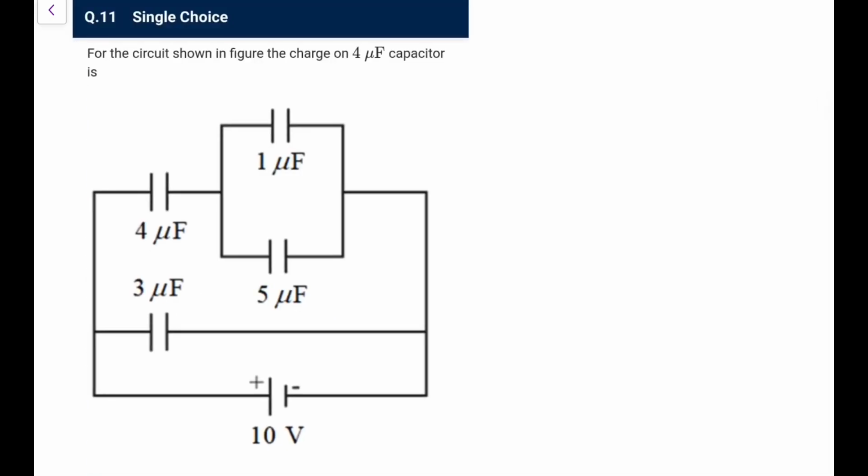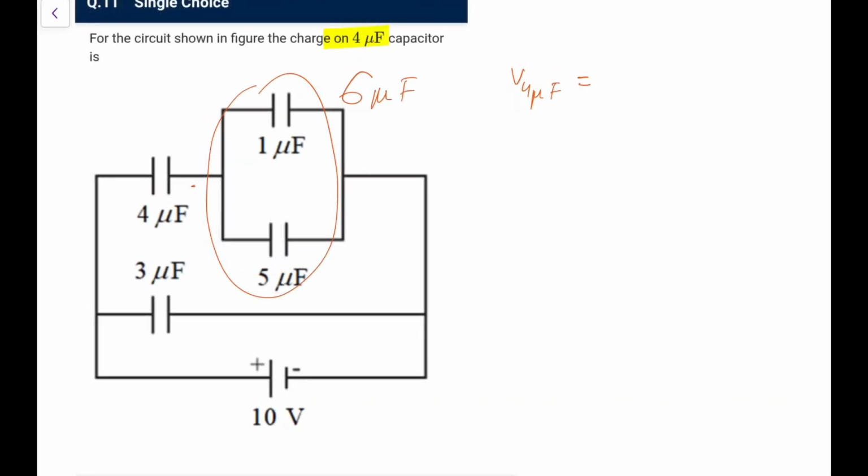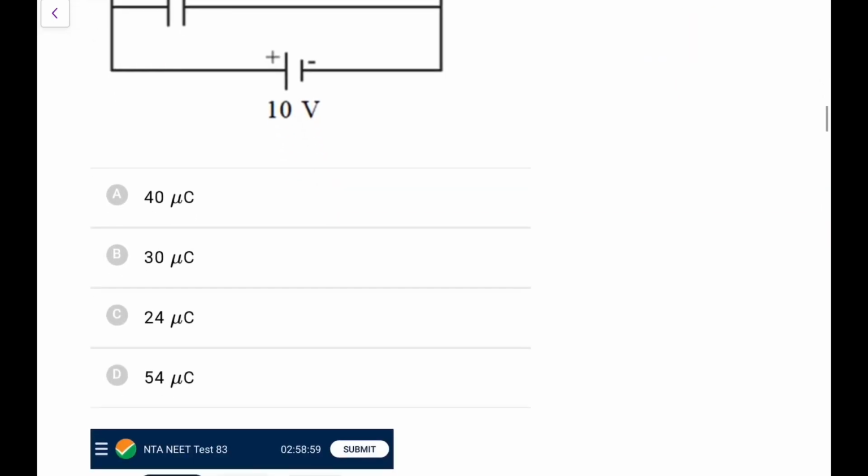For the circuit shown in the figure, the charge on the 4 microfarad capacitor is, so look at the figure, this is 10 volt on the 4 microfarad. Okay, so we are not bothered with 3, we are looking at this 5 and 6, so 4 and 6 are in series, so I can directly make out the potential division would be the voltage drop across 4 microfarad, because the charge in series is the same. So Q is the same, so V is inverse to C, that would be 6 upon 6 plus 4 into 10, so the voltage drop would be 6 volt. So the charge on this 4 microfarad would be CV, that is 4 sixes are 24 microcoulombs, so I'll go for option C here, 24 microcoulombs.